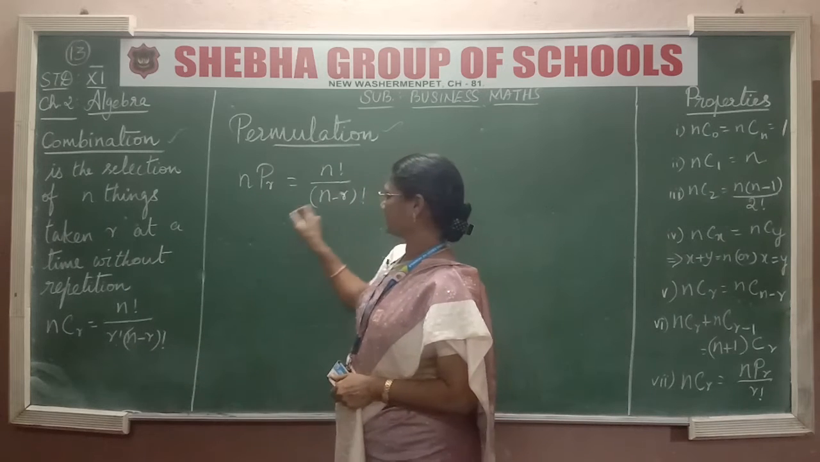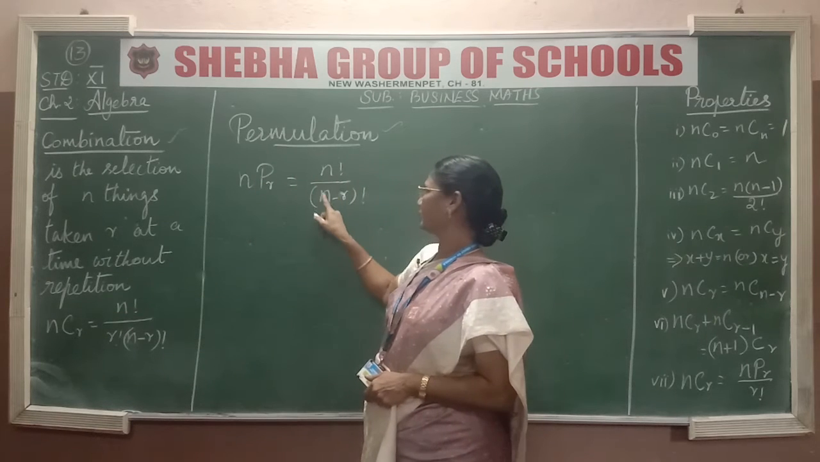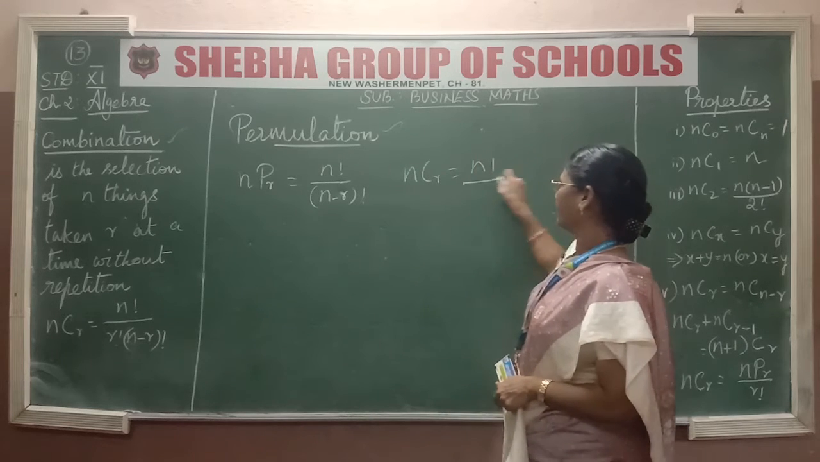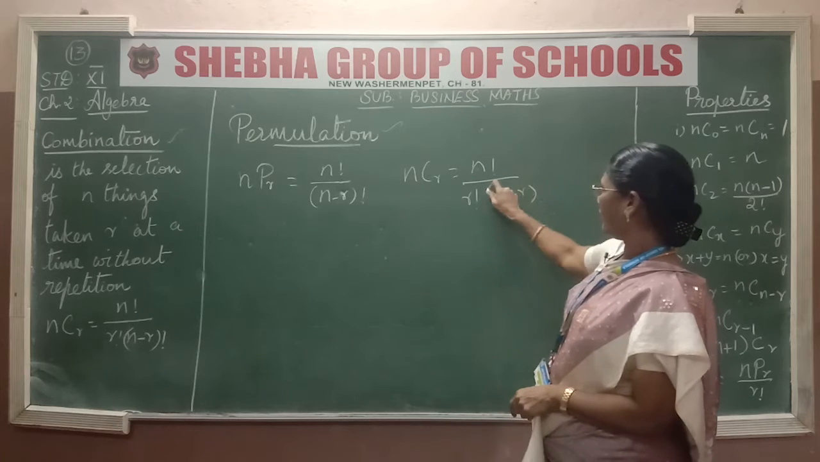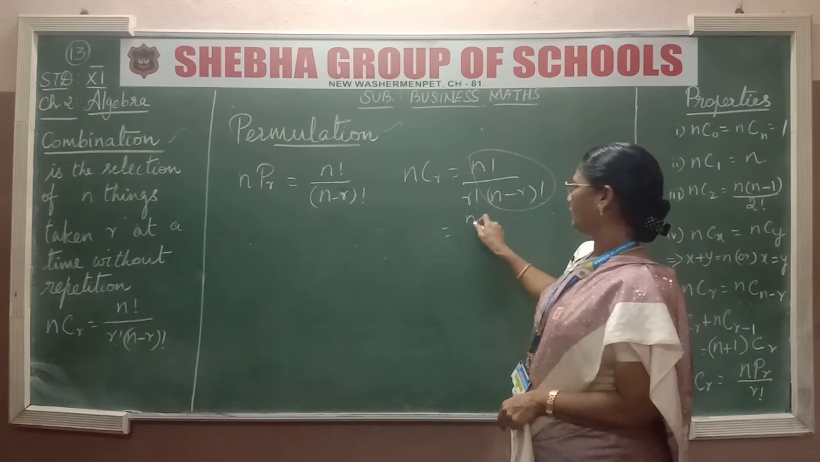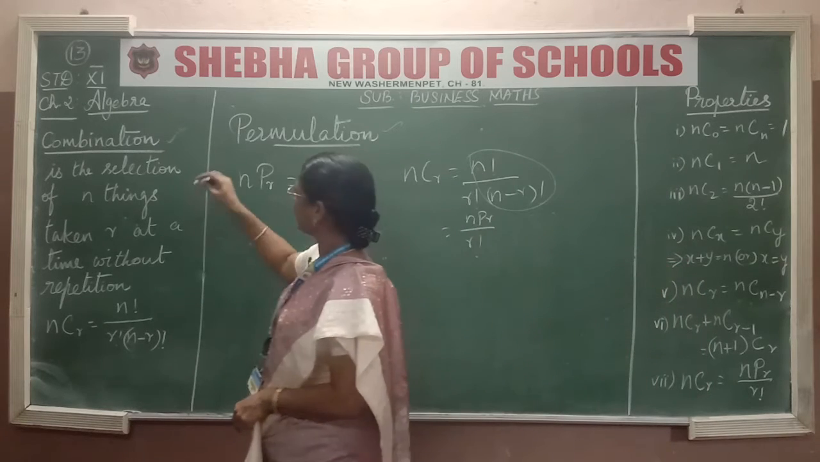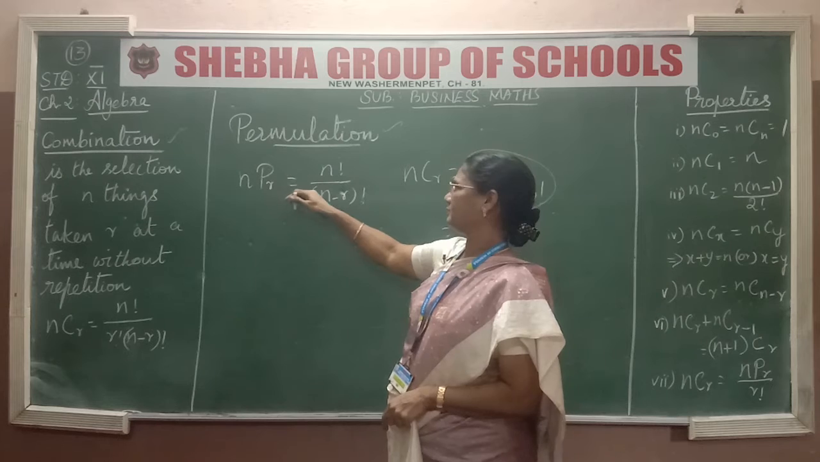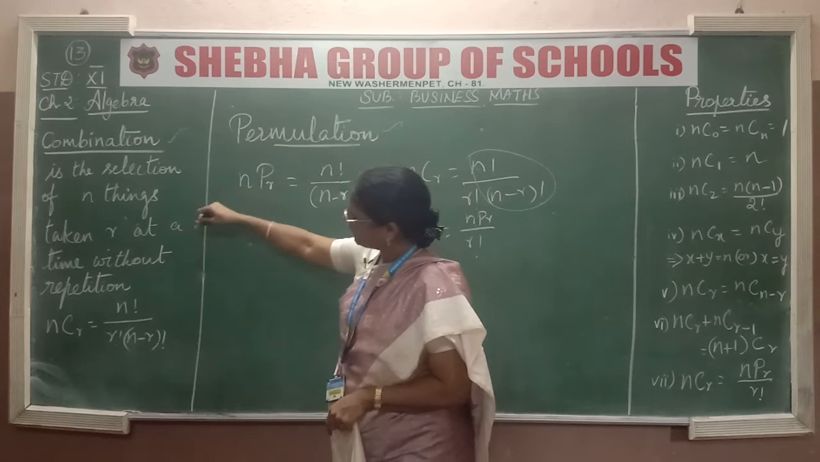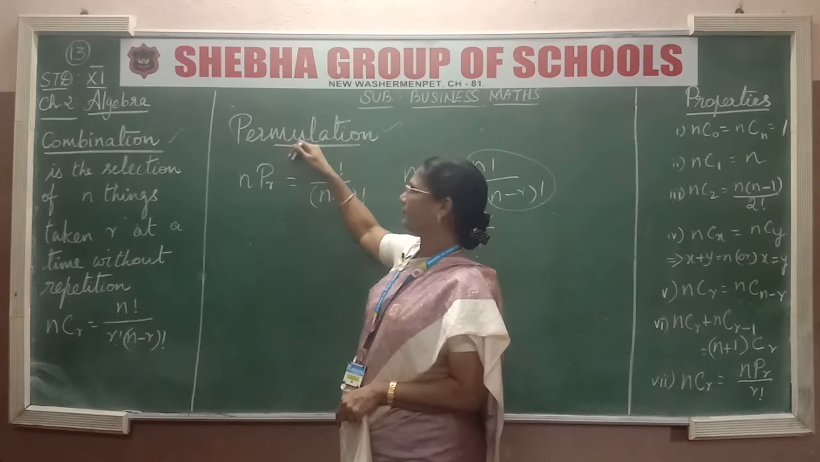The difference between these two is one r factorial in the denominator in nCr. Here nPr is n factorial by n minus r factorial and nCr is n factorial by r factorial into n minus r factorial. Listen, this is our nPr, so we write nCr equal to nPr divided by r factorial. Next, in the permutation the order matters and in the combination order does not matter. Here repetition is allowed in the permutations.